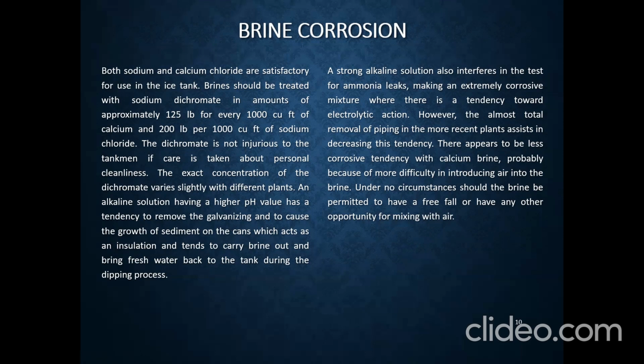An alkaline solution having a higher pH value has a tendency to remove the galvanizing and to cause the growth of sediment on the cans, which acts as an insulation and tends to carry brine out and bring fresh water back to the tank during the dipping process. A strong alkaline solution also interferes in the test for ammonia leaks, making an extremely corrosive mixture where there is a tendency toward electrolytic action. However, the almost total removal of piping in the more recent plants assists in decreasing this tendency.